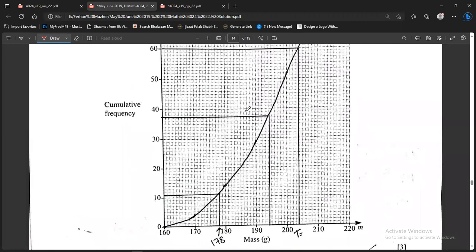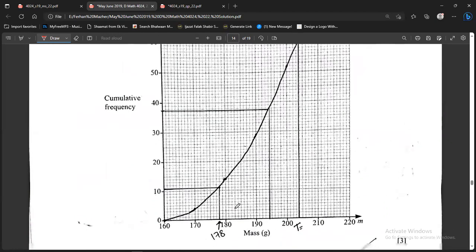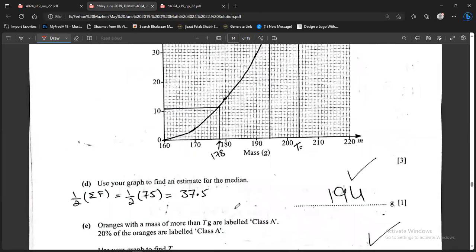From here, go to the graph, and when you cut the cumulative frequency curve, go down and check what the value is. The value here is 194. So the median will be 194.